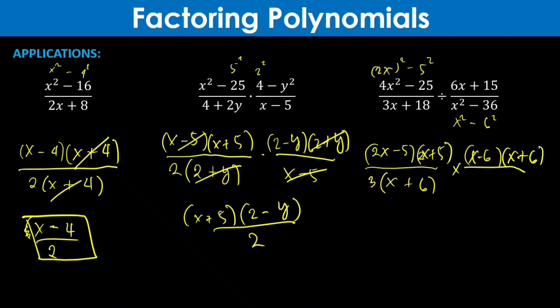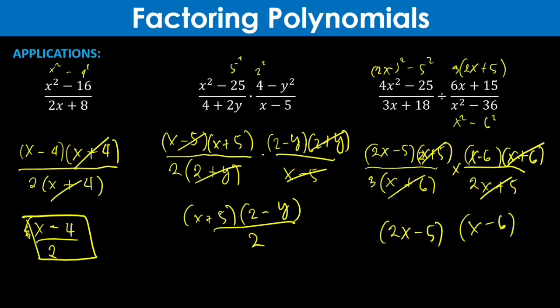Then for this one, the common is 3. Can factor out 3. That will be left with 2x plus 5. So it's common, 2x plus 5. Common for x plus 6. So the remaining factors are 2x minus 5, x minus 6, all over 3.